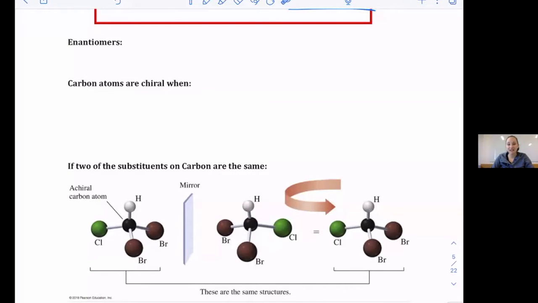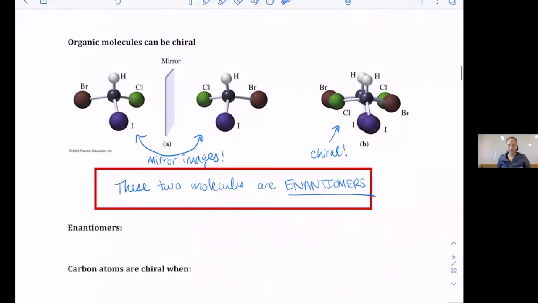Okay, so let's jump back in and talk more about what enantiomers are. In the previous video, we showed an example of what enantiomers are. We showed these two molecules. They're mirror images of each other, and they're non-superimposable, so it's a chiral molecule. The relationship between these two molecules is that they are enantiomers.